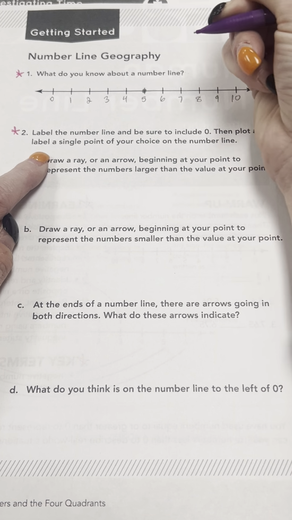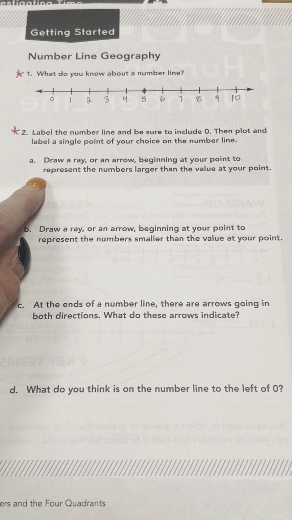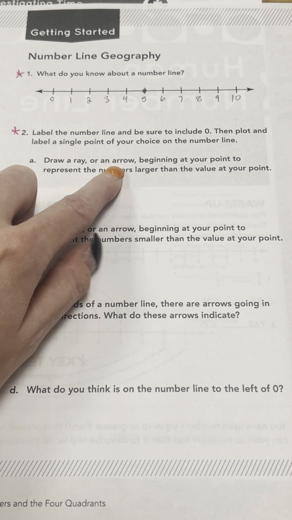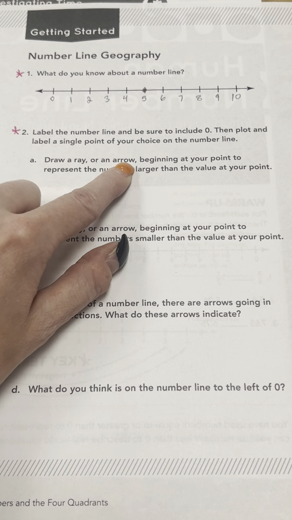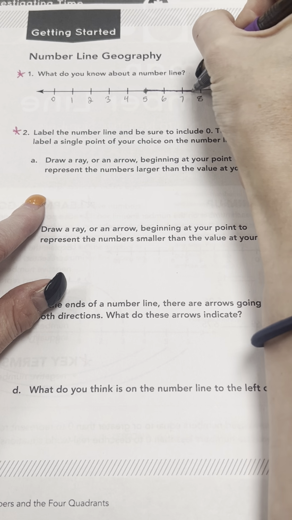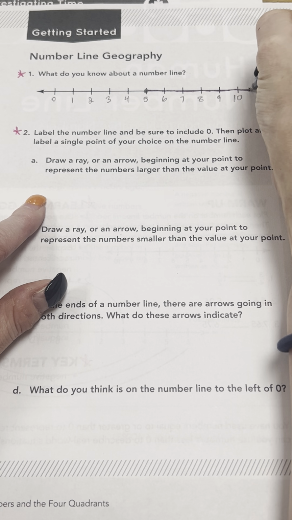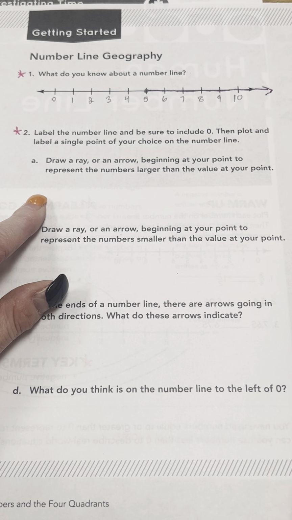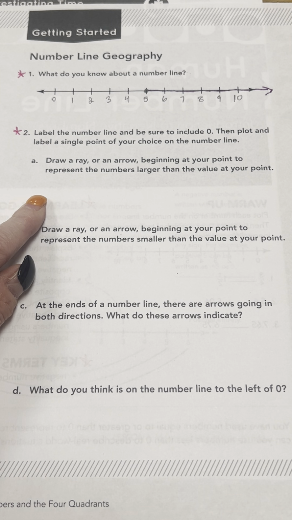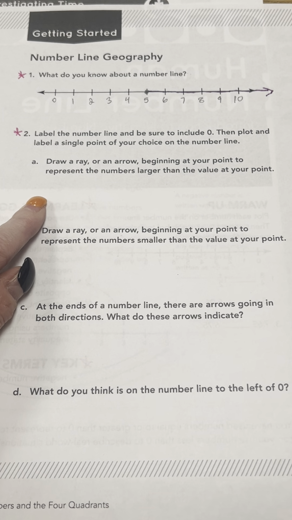Then number 2A says draw a ray or an arrow. So ray and arrow are the same thing. It's going to begin at my point to represent the numbers larger than the value at my point. So I'm going to go from my point, which is 5, and I'm going to draw an arrow as best as I can going this way. Okay, so that's my ray starting from my point that's going larger.